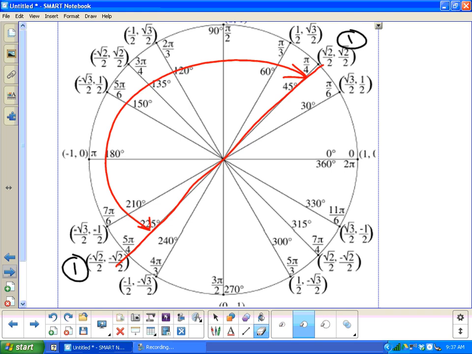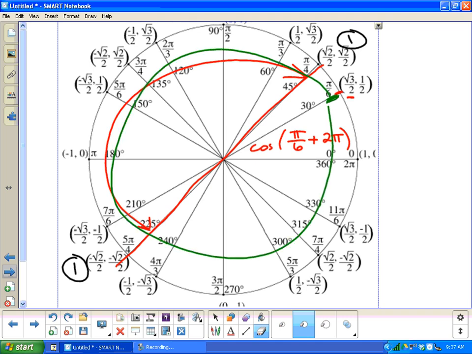Now let's talk about cosine just a second. Let's go to pi over 6 right here. What's the cosine of pi over 6? Square root of 3 over 2. Now what if I did the cosine of pi over 6 and I added 2 pi to that? If you added 2 pi, how far around the circle is that going to take you? If I start here and add 2 pi, it's going to go all the way around back to the same spot. And so the cosine of pi over 6 plus 2 pi would still be square root of 3 over 2. It just cycles back over.